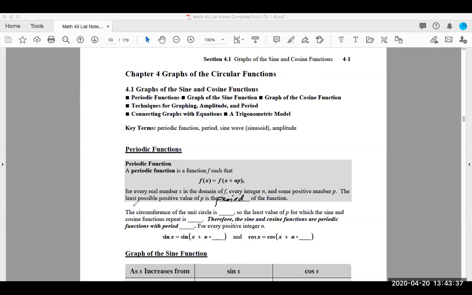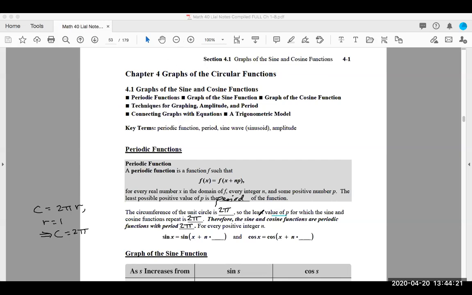And the circumference of any circle is 2 pi r. For the unit circle, the radius is 1, so the circumference will be 2 pi for your unit circle. And then for the sine and cosine functions, the least value for p is actually going to be 2 pi. Therefore, the sine and cosine functions are periodic. They have a period 2 pi, okay? Now I want to emphasize that that's just for the parent functions.